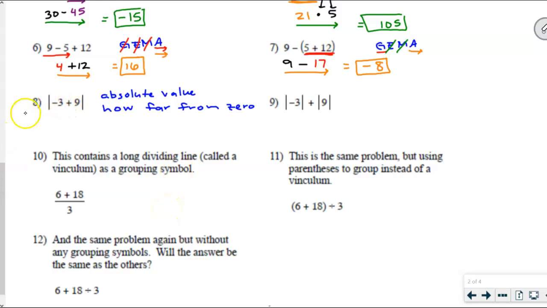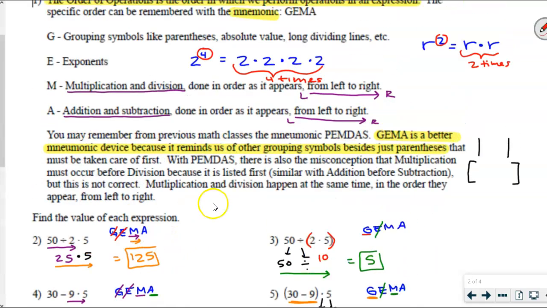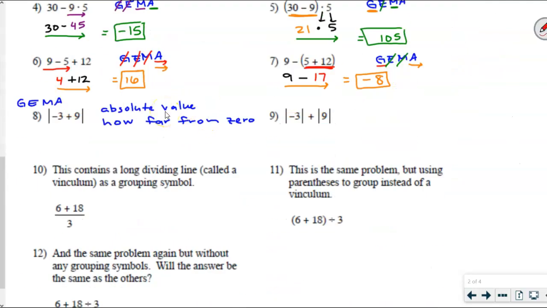So, number 8. I wrote in my spot where I'd normally write. Do we have any grouping symbols? Yes, we do. The grouping symbols don't appear as parentheses as they did in the other problems. The grouping symbols this time appear as absolute value. So, up here, when we talked about grouping symbols like parentheses, absolute value, long dividing lines, we're seeing that now. So what should I do first? What is inside of those grouping symbols? What is negative 3 plus 9? You have calculators if your brain isn't quite working, but you can also do that in your head easily. Negative 3 plus 9, John?